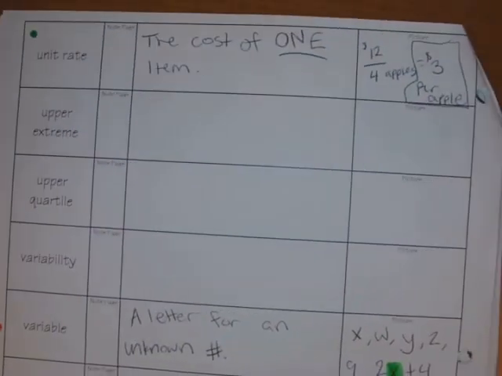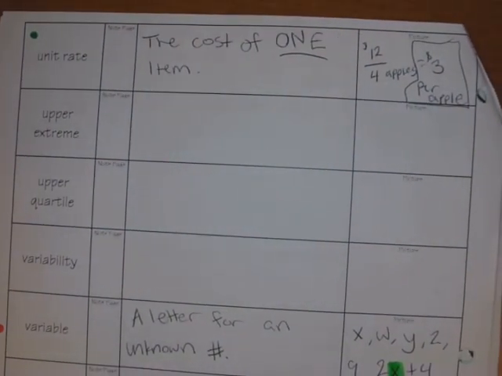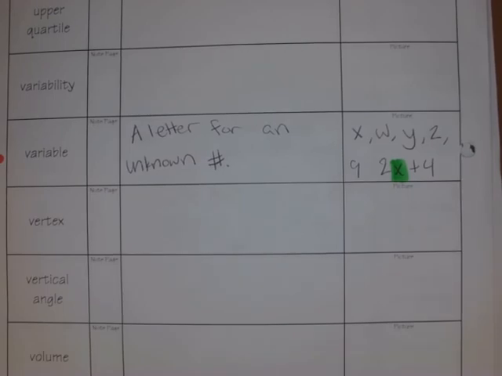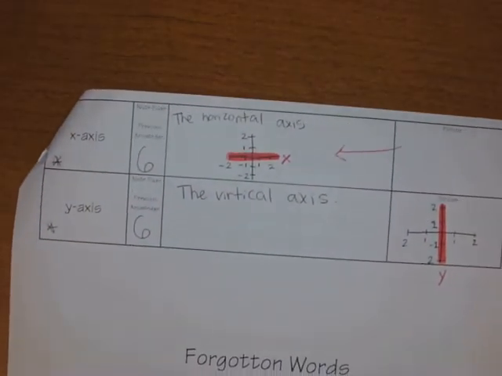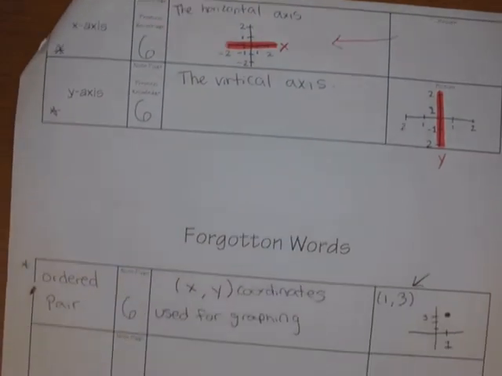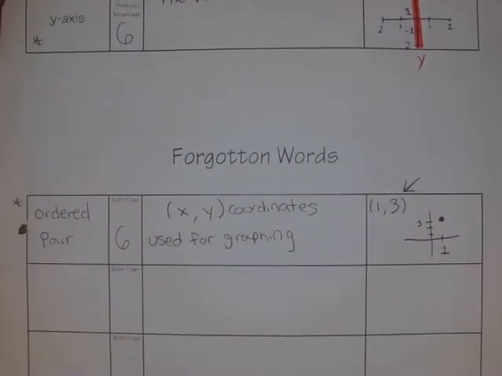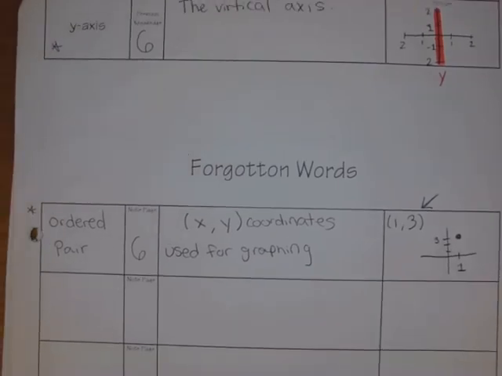And last 2 pages, unit rate, the cost of one. Variable, a whole number. X-axis, Y-axis, and one of the forgotten words is an ordered pair. And that's all the vocab we've done so far this year, so if you're not done, get caught up. Sounds great? Ship shape.